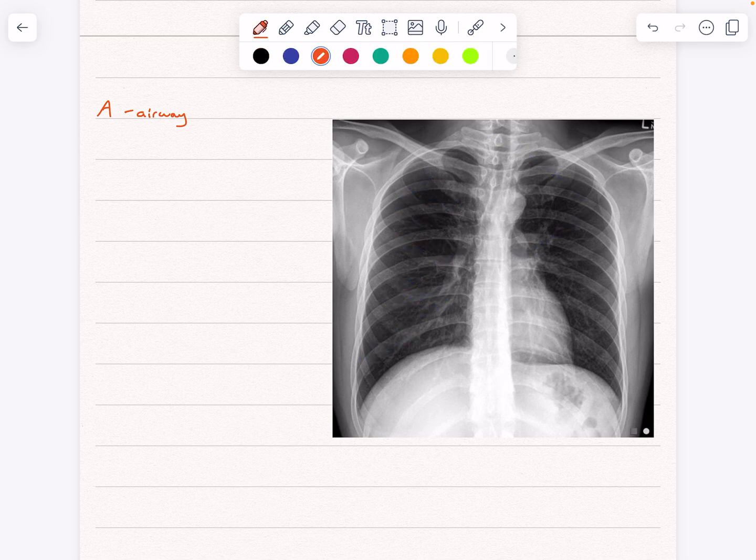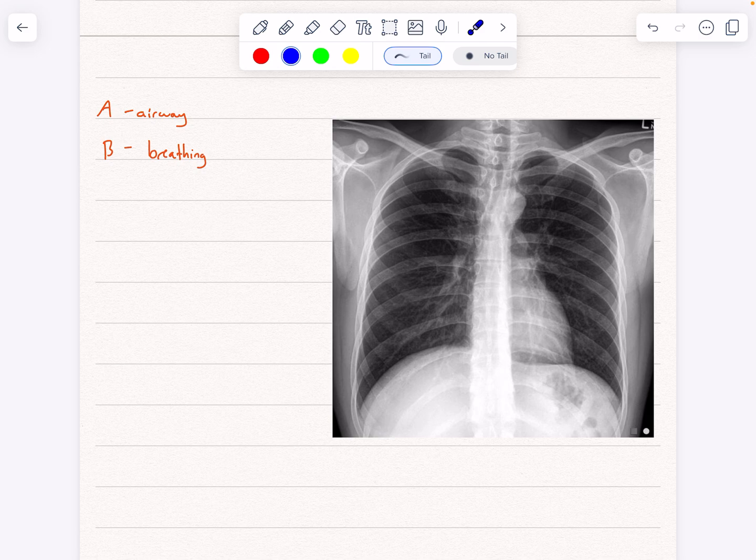Okay, so next is going on to breathing. For breathing, what we're going to look for is first look at the actual lungs. They should be black, as we can see here, with these fine white lines on them. So hopefully you can appreciate that there's some lines that you can see all over here. These are just normal lung markings.